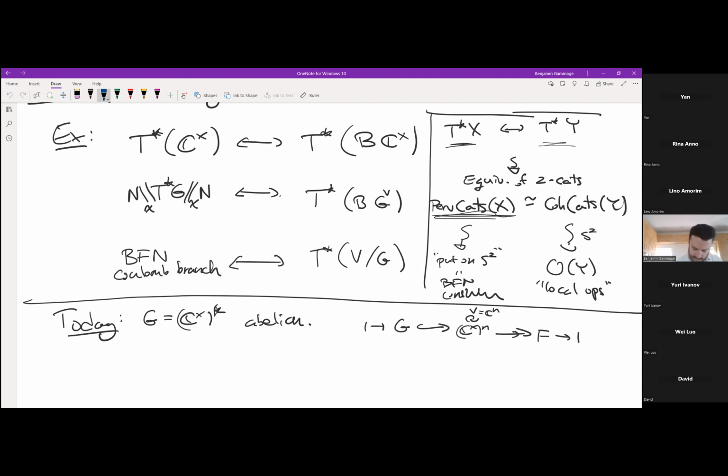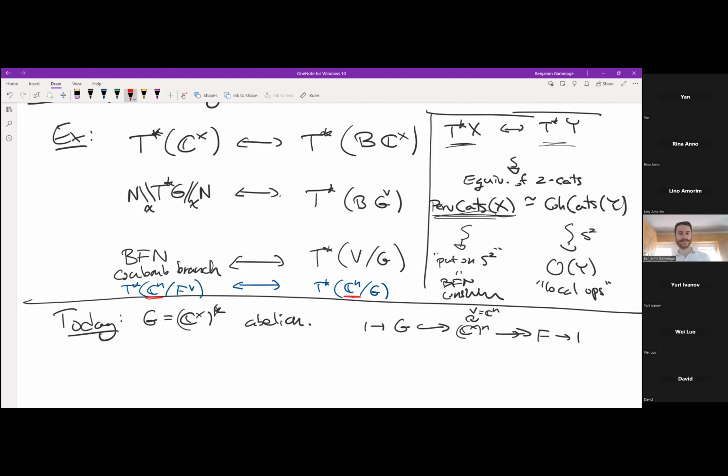Maybe I'll write this in a different color: if I had T star of C to the n mod G here, where G is as I've written it above, then this is supposed to be dual to the cotangent bundle of C to the n mod F check. What I mean by that is that these two copies of C to the n on the two sides are dual vector spaces. So one of them is like V and one of them is V check.